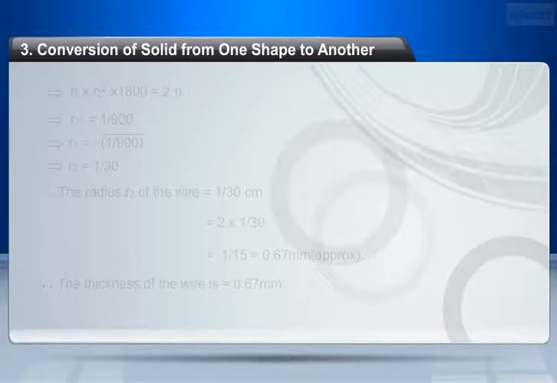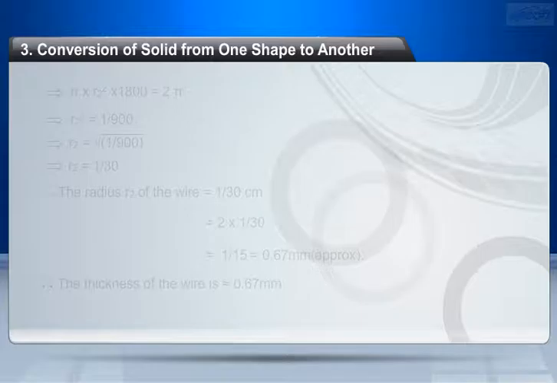3. A well of diameter 3 meters is dug, 14 meters deep. The earth taken out of it has been spread evenly all around it in the shape of a circular ring of width 4 meters to form an embankment. Find the height of the embankment. Answer. Depth h1 of well equals 14 meters. Diameter of the end of well equals 3 meters. Radius r1 of the circular end of well equals 3 by 2 meters. Width of embankment equals 4 meters.